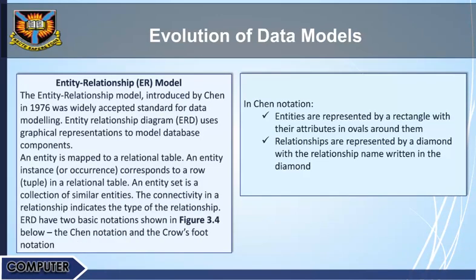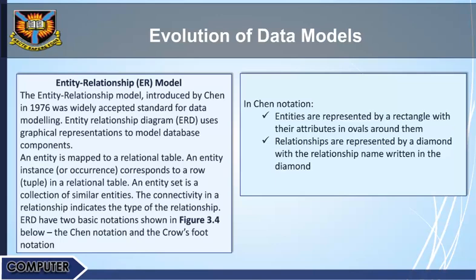Entity Relationship (ER) Model. The Entity Relationship Model, introduced by Chen in 1976, was a widely accepted standard for data modeling. Entity Relationship Diagram (ERD) uses graphical representations to model database components. An entity is mapped to a relational table. An entity instance or occurrence corresponds to a row or tuple in a relational table. An entity set is a collection of similar entities. The connectivity in a relationship indicates the type of the relationship.